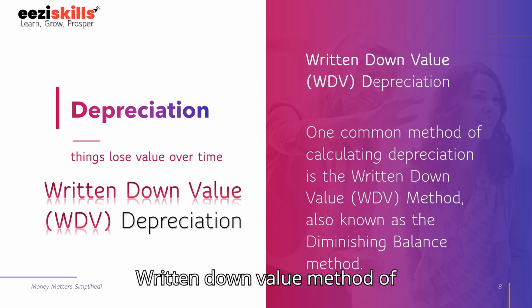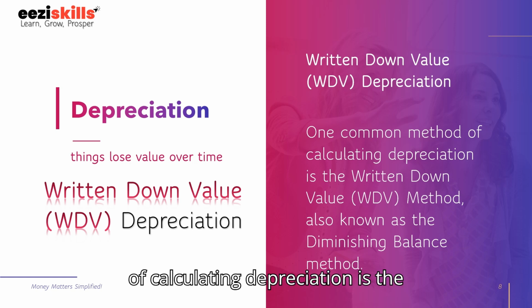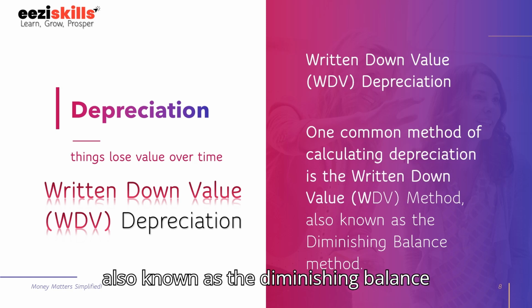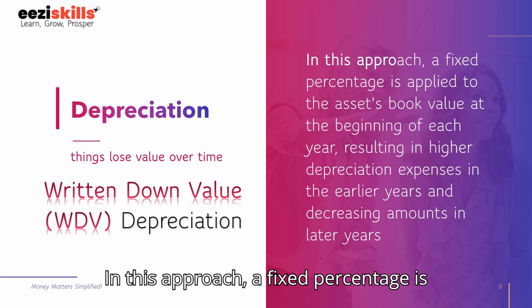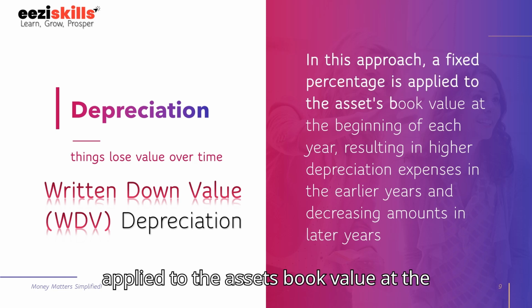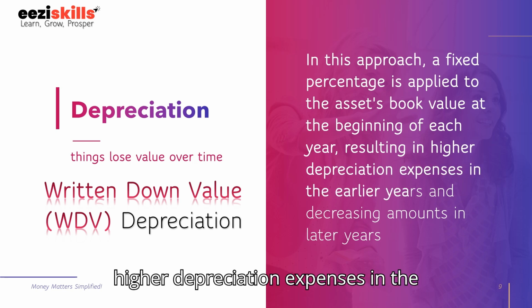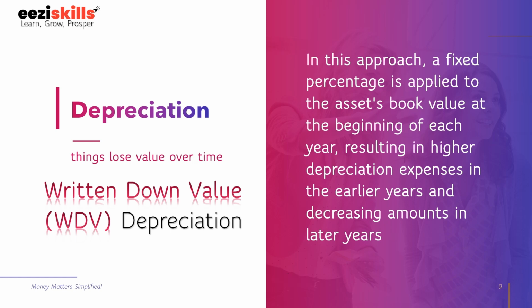Written down value method of depreciation. One common method of calculating depreciation is the written down value (WDV) method, also known as the diminishing balance method. In this approach, a fixed percentage is applied to the asset's book value at the beginning of each year, resulting in higher depreciation expenses in the earlier years and decreasing amounts in later years.